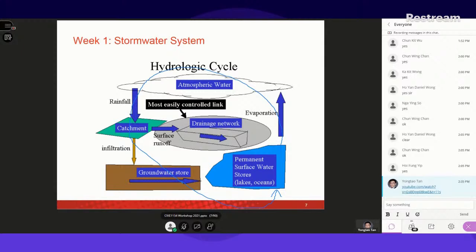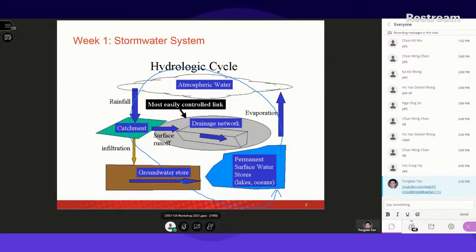drinkable water, because as we know, over 70% of the surface of Earth is ocean, and the water of the ocean is not drinkable. So actually, this hydrological cycle makes sure that we have drinkable water. The hydrology actually is an earth science.